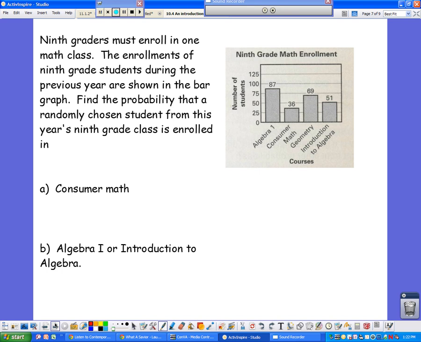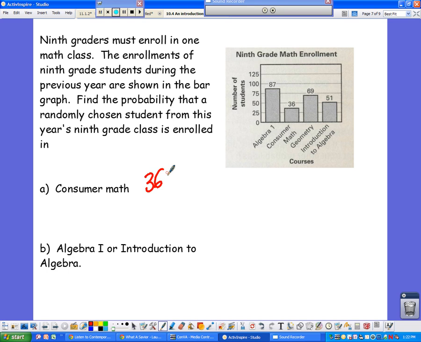Find the probability that a randomly chosen student from this year's 9th grade class is enrolled in consumer math. Well, if we look at consumer math, we have 36 students. And just like the last one, we need to find out how many total students were included in this survey.